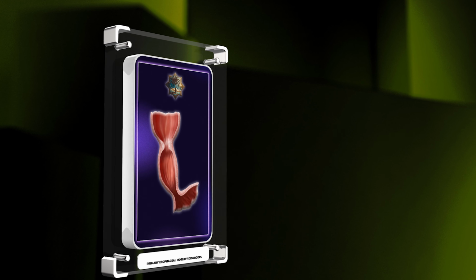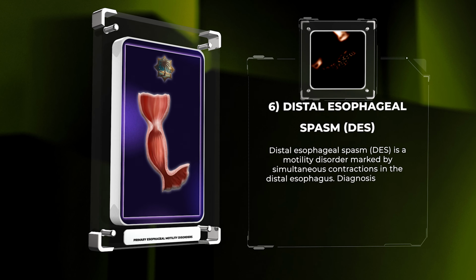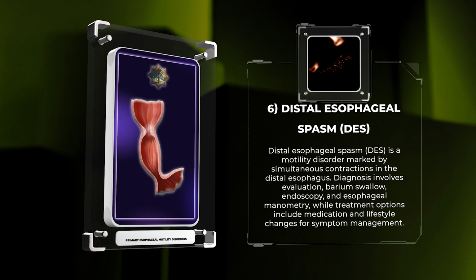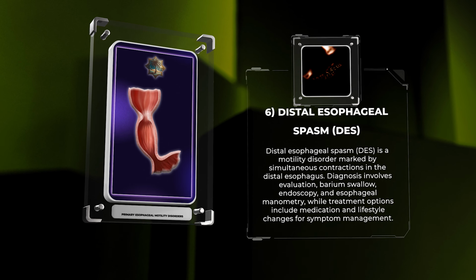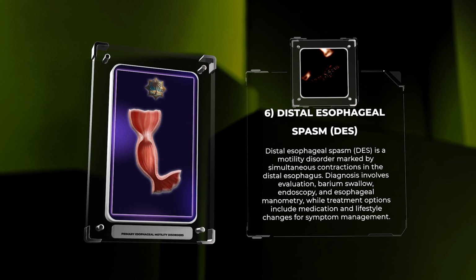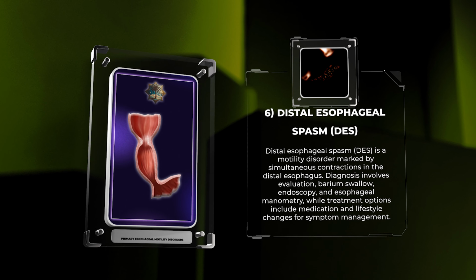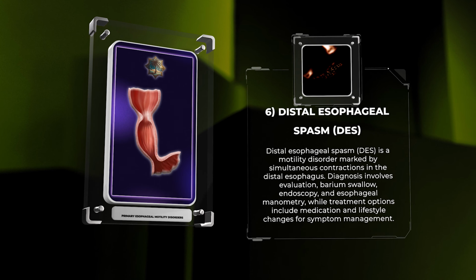Distal esophageal spasm, DES, is a motility disorder marked by simultaneous contractions in the distal esophagus. Diagnosis involves clinical evaluation, barium swallow, endoscopy, and esophageal manometry, while treatment options include medication and lifestyle changes for symptom management.